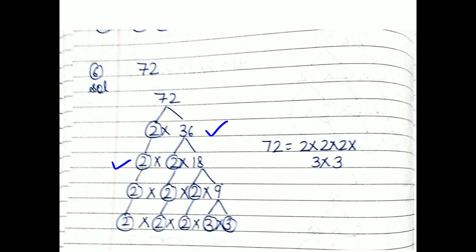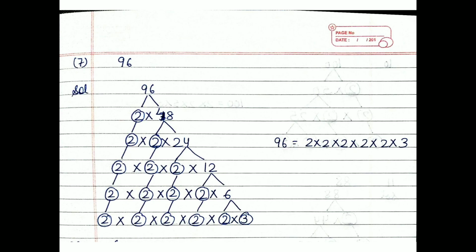Clear, students? Now we do seventh part. Here 96 you have to write 2 into 48 first. Then in next step you make a factor of 48, that is 2 into 24, and this one 2 will be copied down as it is. Then this one 2 will be copied down as it is, both the 2s. Factor of 24 you make 2 12s. Then in next step you make the factor of 12 and the rest of the 2s will be copied down as it is. Then in next step you will make the factor of 6, that is 2 into 3, and all these 2s and 3 are the factors of 96.